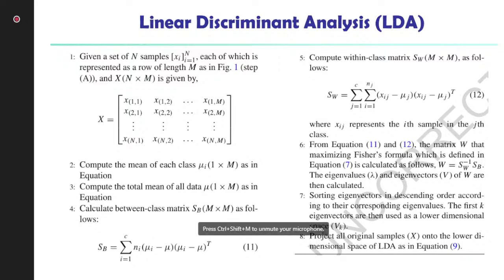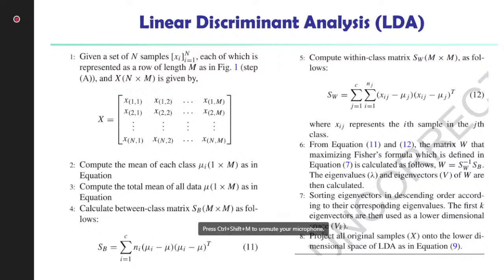Then we generate something which is known as the W, which is the multiplication of SB with the inverse of SW. Okay. So this term W is generated, and as soon as this W is generated, after that all the steps are similar to the PCA. So now we calculate the eigenvalue and eigenvector of this W, and then we sort those eigenvectors by the eigenvalues, and then we select the first k of them and then multiply them with the original data, and that would be our transformed data.